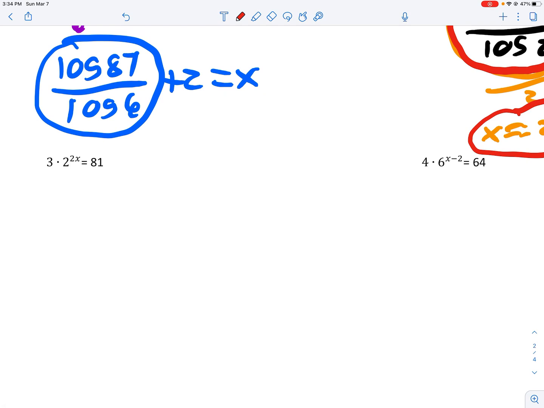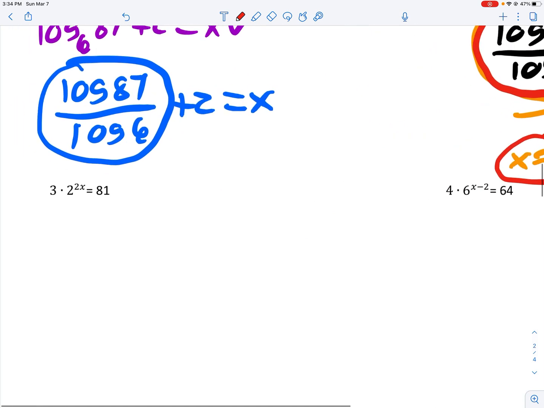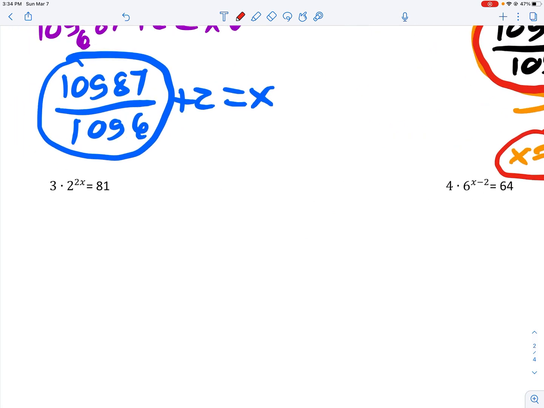Now, the last 2 examples are a little bit more complicated. Notice those first 4 we did, all of them had a single number, single base with an exponent. Now this has a 3. So I'm going to divide by 3 first to get that 2 to the 2x by itself. So when you do that, you get 27.